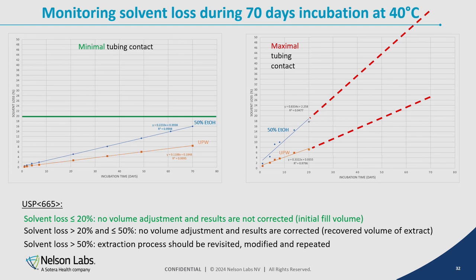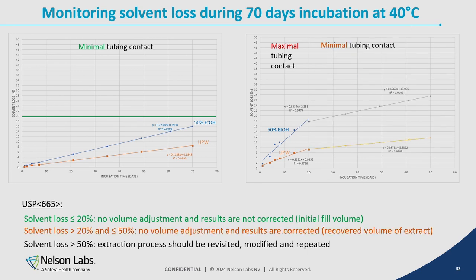that we should repeat or modify the study's design just to make sure that the solvent loss is less than 50%. So in agreement with the sponsor, we decided to remove the extraction solution from the tubing after 20 days of storage and proceed with the incubation to 70 days with all extract solution inside the bag. So without contact with the tubing, and by doing so, we ended up with a solvent loss less than 20% for the aqueous solution, and for the 50% ethanol, we managed to have a solvent loss between 20 and 50%.